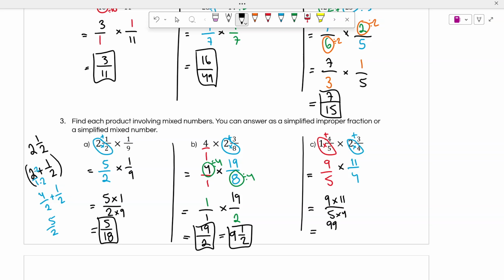9 times 11 is 99, and 5 times 4 is 20. We can say 99 over 20 as an improper fraction. If you want to convert that to mixed, you could also say 20 goes into 99 4 full times with 19 twentieths remaining.